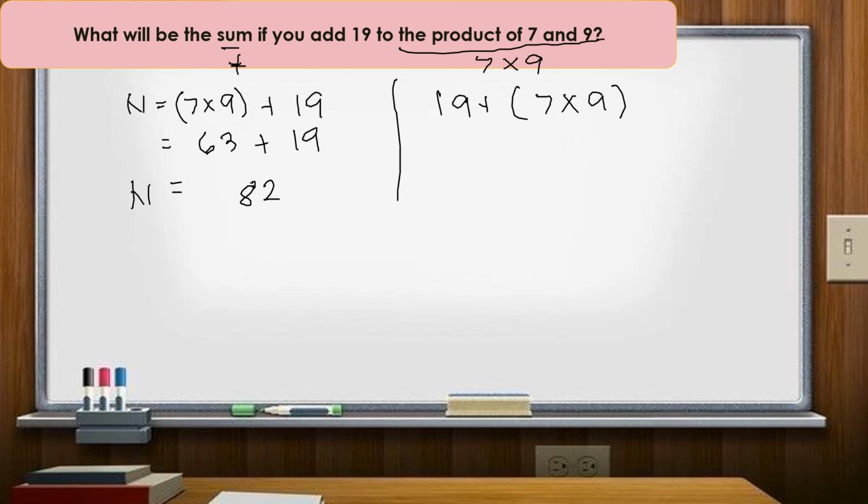Let's try it another way if we write it like that. So 19 plus 63, I think they are the same. That is 82 also. So therefore, your answer is correct. The answer here is 82.